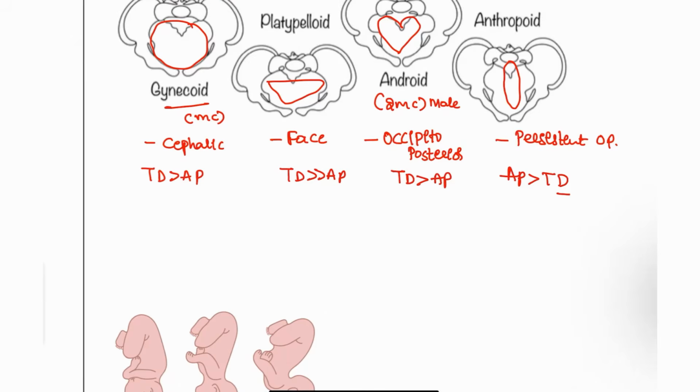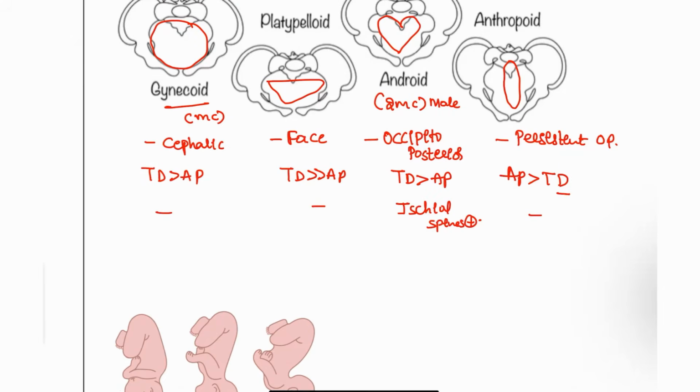Next, what about the ischial spines? Ischial spines are more prominent with the android. In the remaining, we will not palpate them as prominently. So these are the things that you have to remember, guys. Gynecoid, we know most females will be gynecoid, and the remaining are going to be considered under cephalopelvic disproportion. Most commonly, cesarean is the only option for these people.